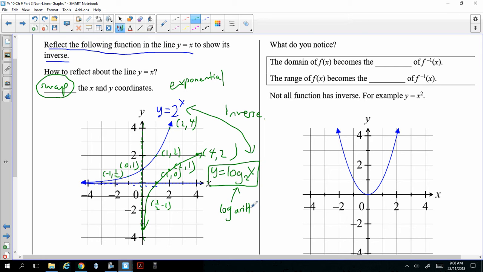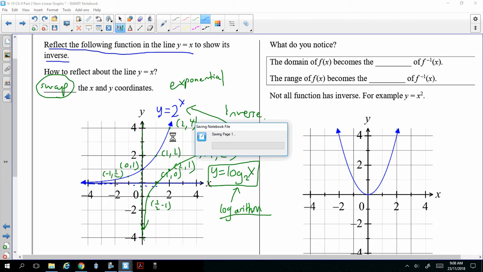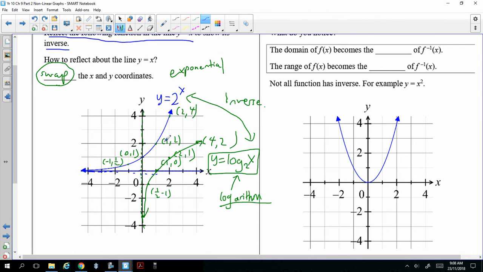Okay, now why do we need to talk about the exponential now? Because it highlights one interesting property about the inverse. And the interesting property is about the domain and the range. Let's write down the domain of the function. What's the domain of the blue graph?